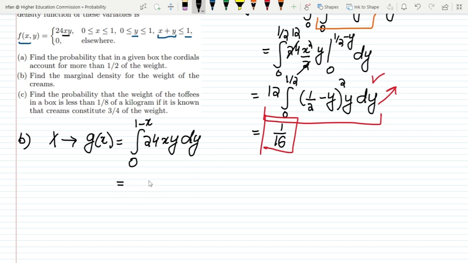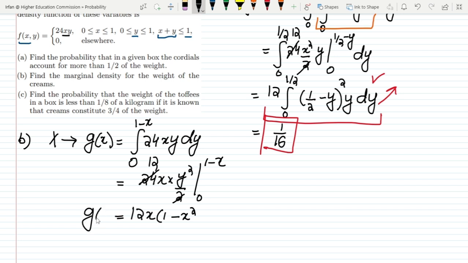Now using it, I will get 24x, and here this will become y square divided by 2, from 0 to 1 minus x. Now it will become 24, and this will become 12 here, so I will get 12x, and putting in 1 minus x and 0, ultimately I will get 12x times 1 minus x square. That is the marginal density for x, or the weight of the cream. So that is what we have found out. This is the answer of part B of my question.